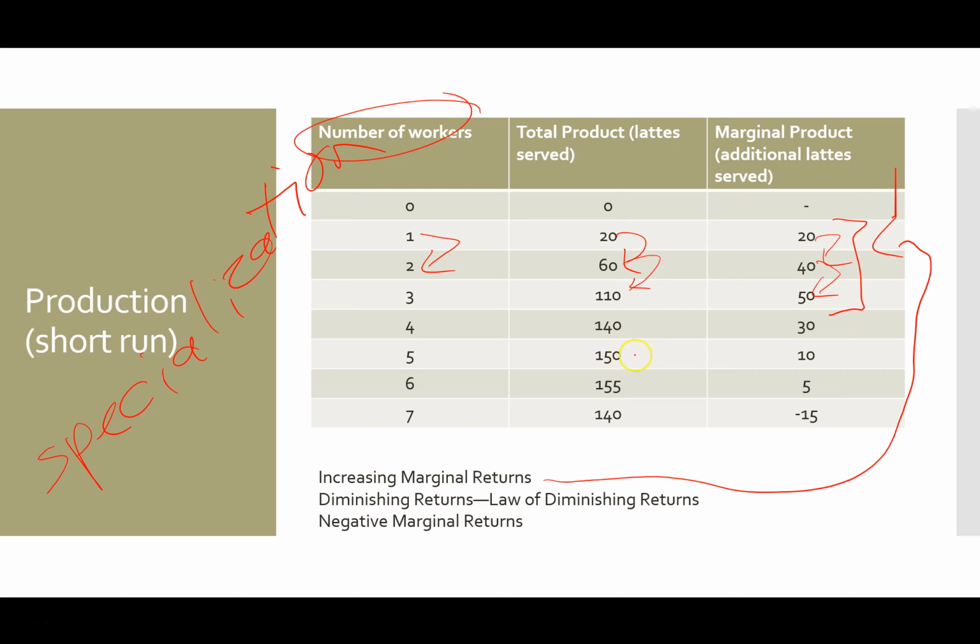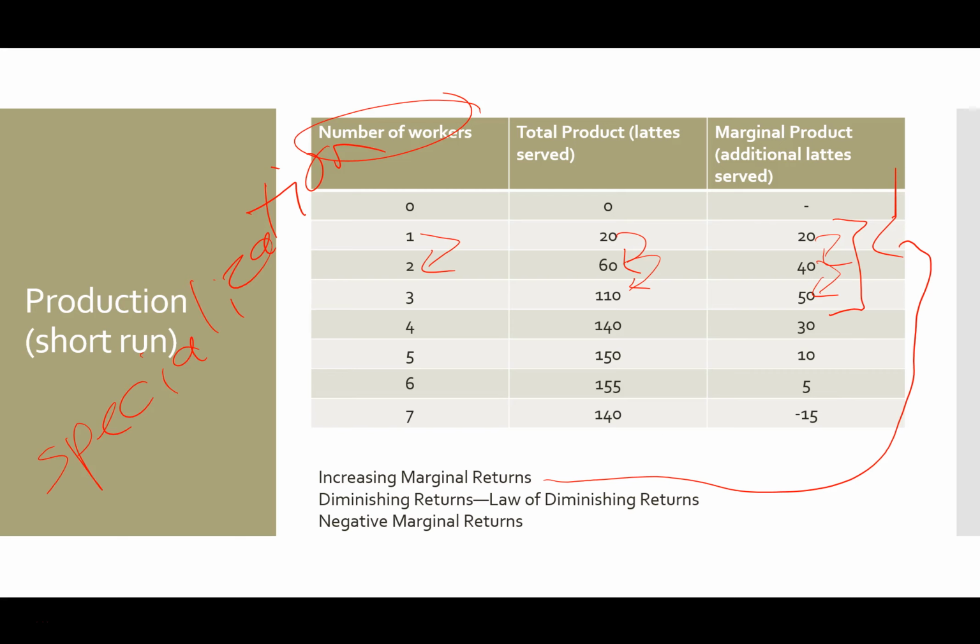And then a fifth worker. This worker is only able to kick out another 10, and then 5, until you get to the seventh worker, where this worker, they're kind of jammed in here like sardines. They don't know what to do. They're asking people questions. They're standing in the way. This worker actually hurt their production by 15 lattes.